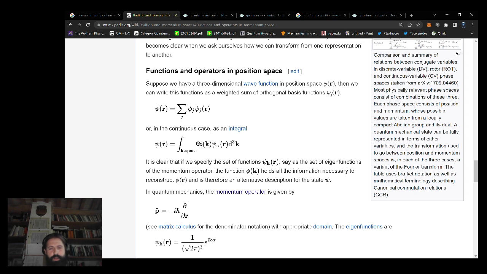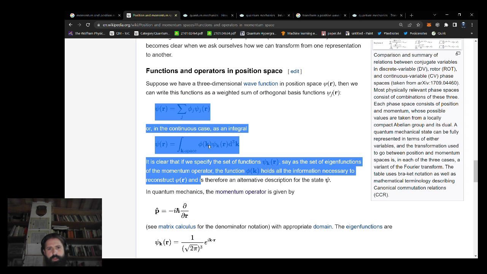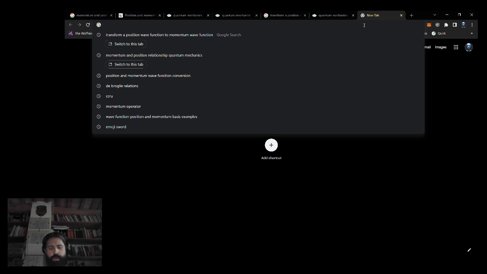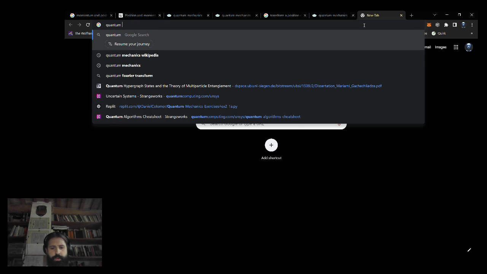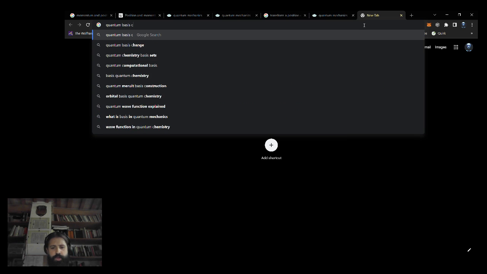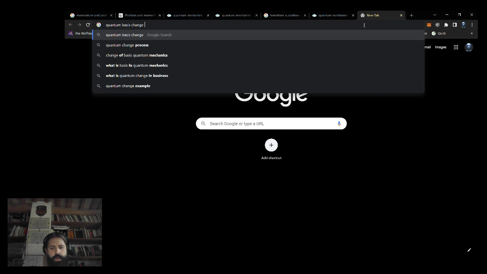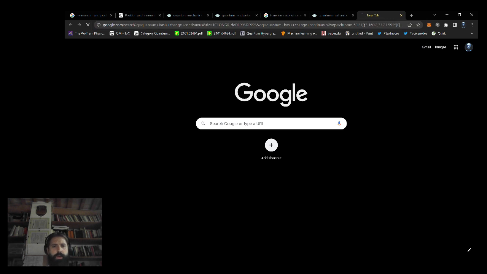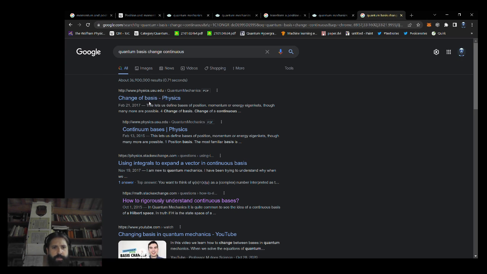Is it just a change of basis? How do you change basis? Maybe that's something I could take a look at: how do you do a quantum basis change, continuous? What's the recipe for this change of basis? Continuous basis, change of basis. Essentially, that's what it is. You're changing the basis.